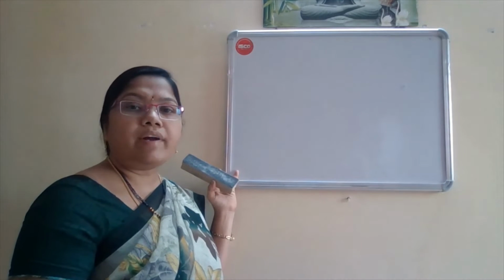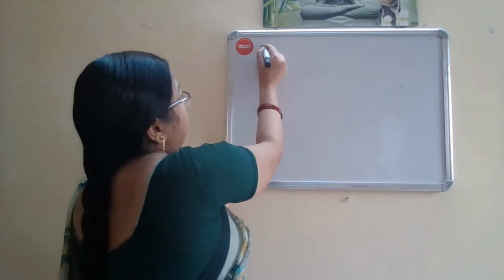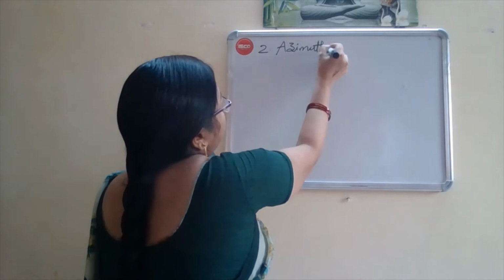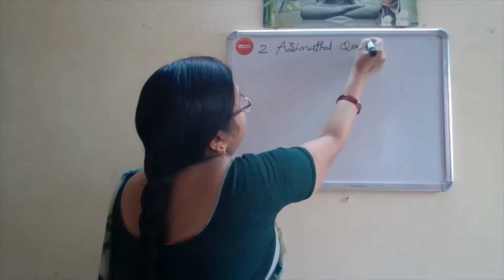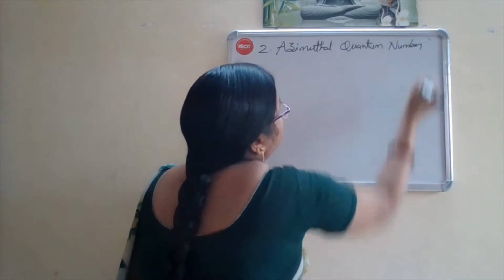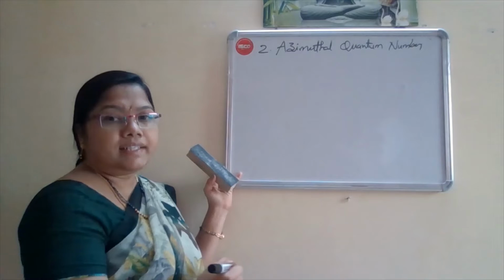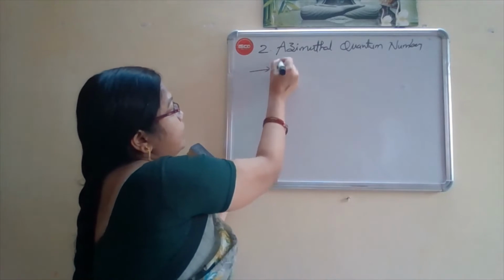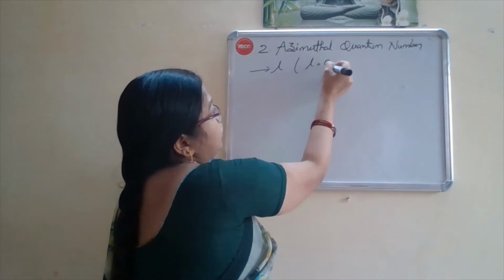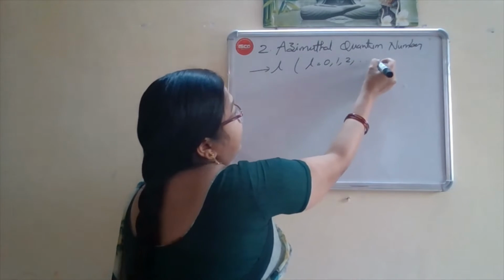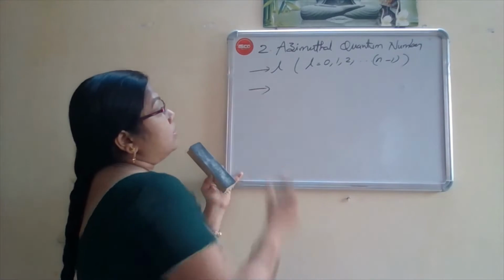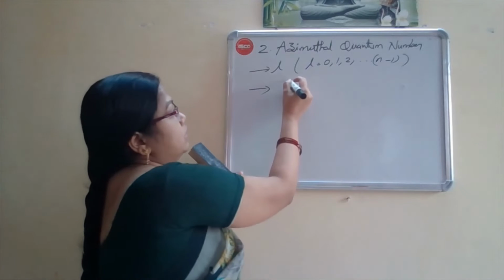Second one, azimuthal quantum number. The second quantum number is the azimuthal quantum number. It is denoted by letter l. l values are 0 to n minus 1. It describes the subshell.